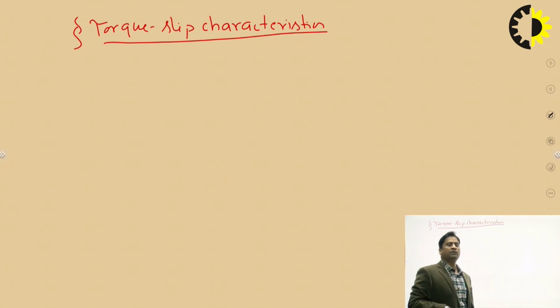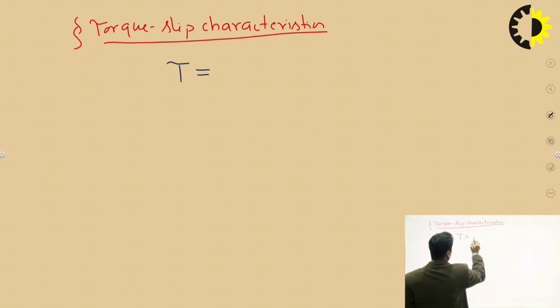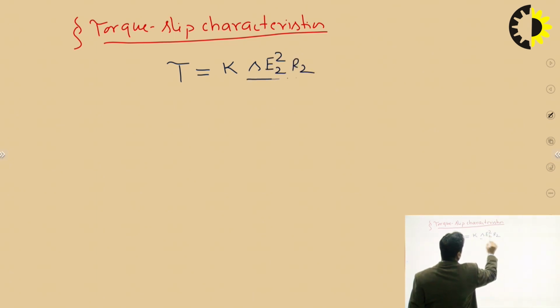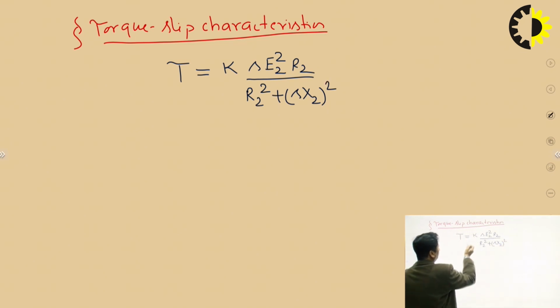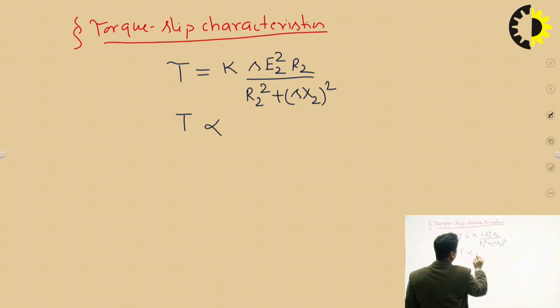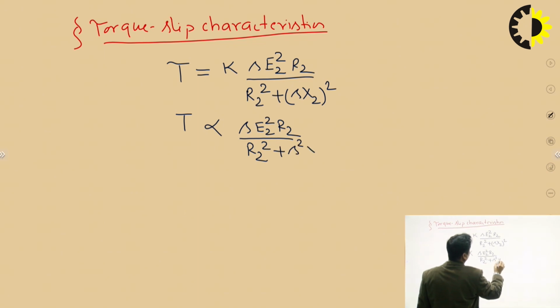we just draw the relation between the torque versus slip, and the formula for the torque is given by k times S E2 square R2 upon R2 square plus S square X2 square. This is the formula for that. Or if you remove this constant, the torque is proportional to that. Since E2 is a constant and R2 is again constant, torque is proportional to S times E2 square R2 upon R2 square plus S square X2 square.